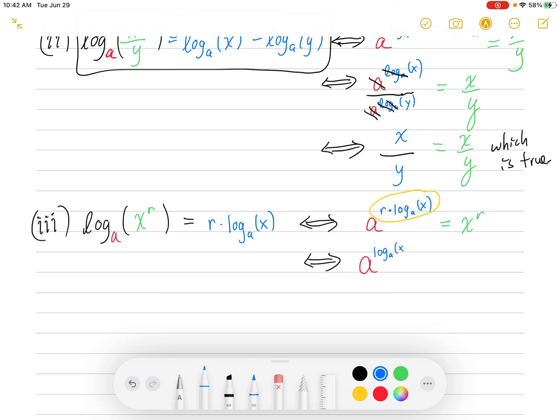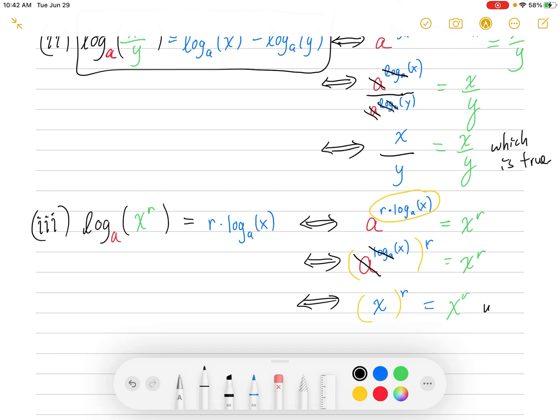I'm going to go back to using my properties of exponents. One of your properties of exponents says we can rewrite this as a. When these two things multiplied together in yellow, I can rewrite this as a to the log base a of x. I can put a parenthesis around here and put the r out top like that. And the question is, is this equal to x to the r? Let's see.